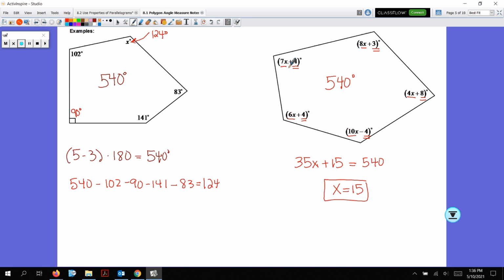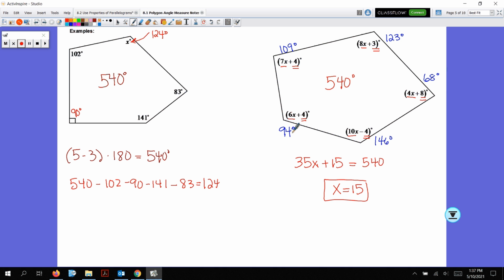So 7 times 15 plus 4, 109. 8 times 15 plus 3, 123. 4 times 15 plus 8, 68 degrees. 10 times 15 minus 4, 146. 6 times 15 plus 4 is 94.